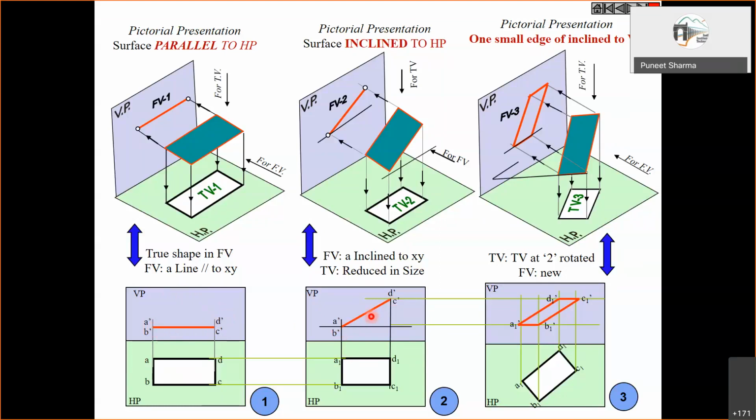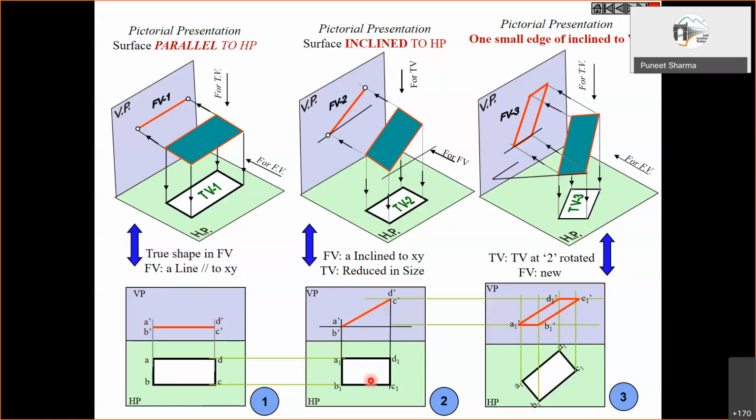So what is happening? Now here it is making some inclination in the front view with the XY line. That means the plane figure in actual will make inclination with the horizontal plane. That is what is depicted here. So that is the second thing. Now corresponding to this we can obtain the top view.